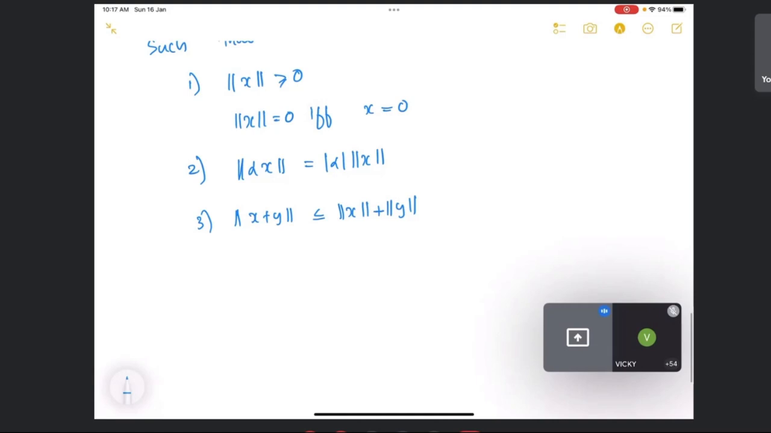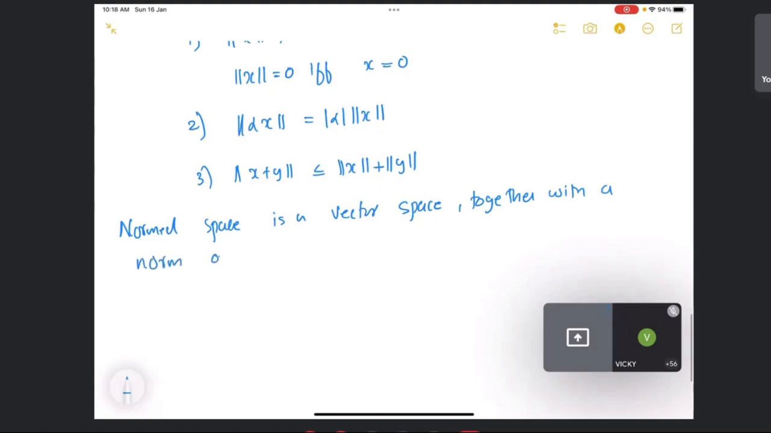And what is a norm space? A norm space is a vector space together with a norm on it. So if you have a vector space and if there exists a norm on that vector space, then we say that the whole structure, so if I call the vector space X and if there is a norm on X, this whole structure is called a norm space.